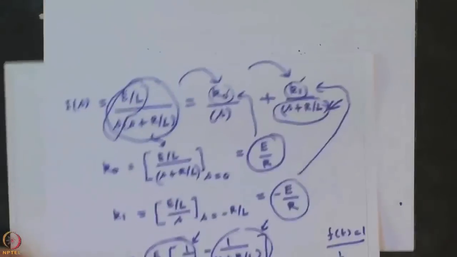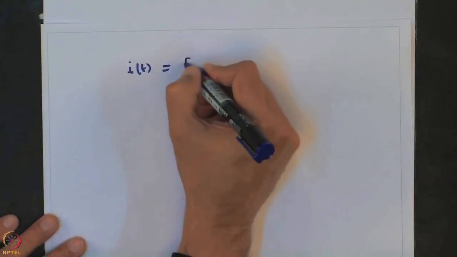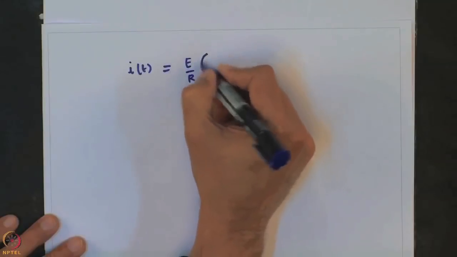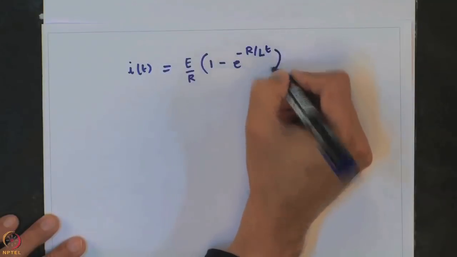This can be directly identified by looking at standard, frequently used Laplace transforms of common functions and their inverse Laplace transforms. So, the complete expression you now get is I of t equal to E by R into 1 minus e raised to power minus R by L into t.